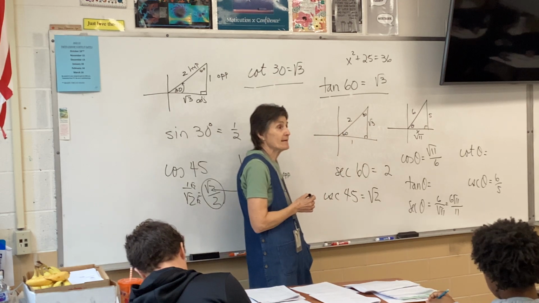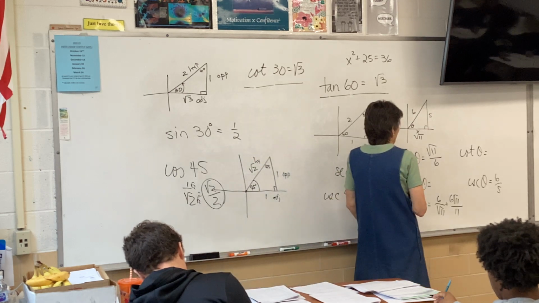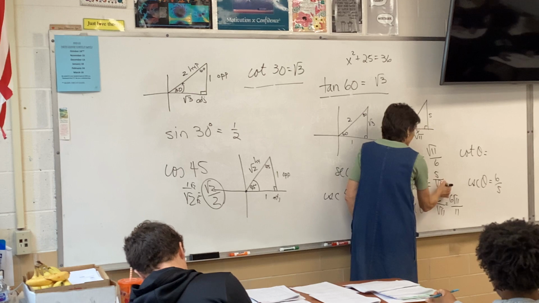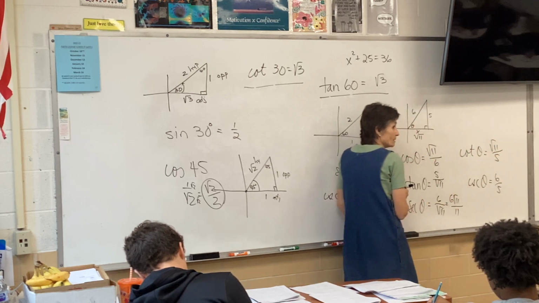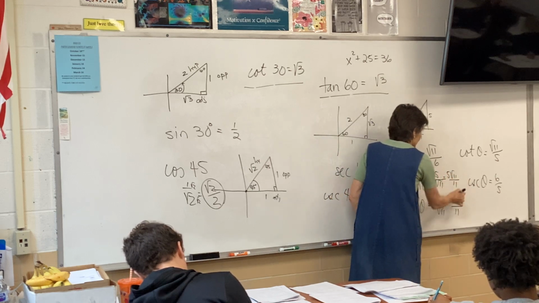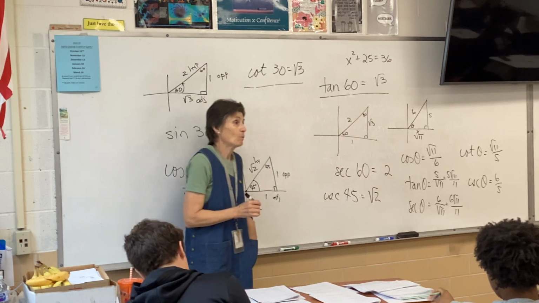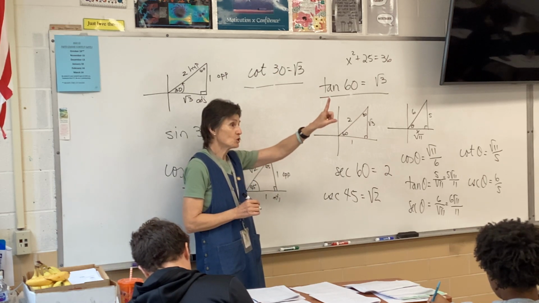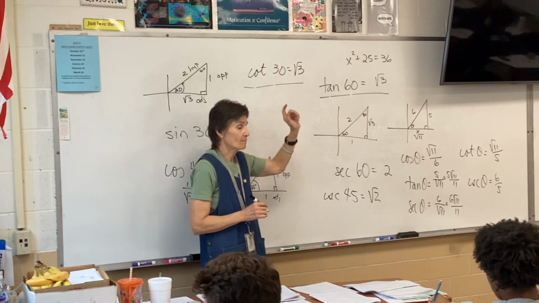All right, what's our tangent? 5 over root 11, which makes the cotangent root 11 over 5. And if we need to rationalize this one, it'd be 5 root 11 over 11. Powerful. If you have one function, you automatically know all the rest. You figure them out.